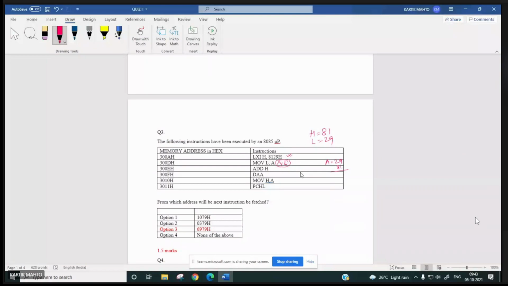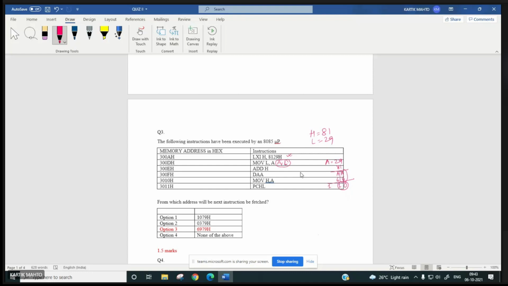Then if you do DAA, 6 will be added over here, 6 will be added over here. So A plus 6 is how much? It's 0. And this is what? A plus 6 plus 1 is 1. One carry and some. So in the accumulator it will be this.